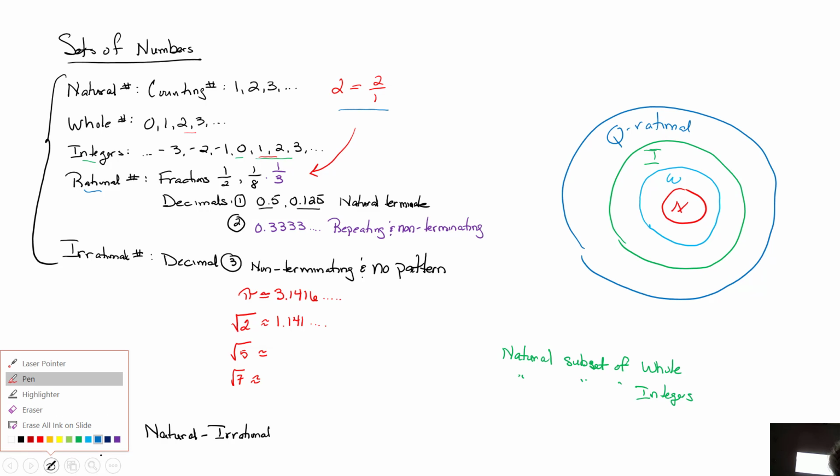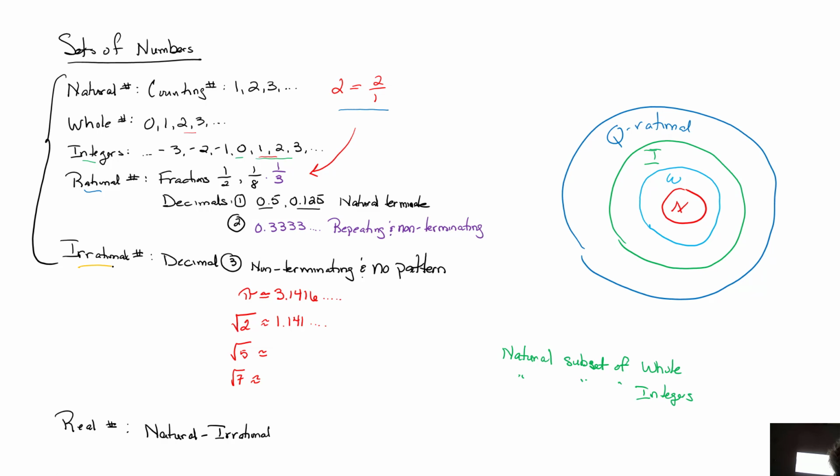Now, here's the interesting thing. These irrational numbers, notice, they are the third group of decimals. They do not include natural numbers because natural numbers are rational. And if you're rational, you can't be irrational at the same time.